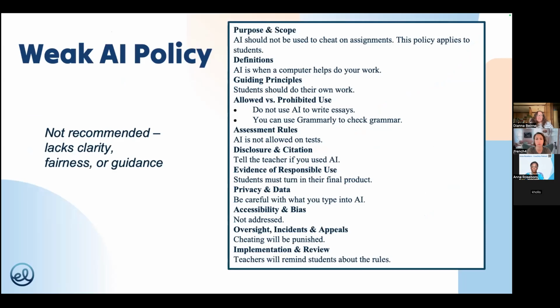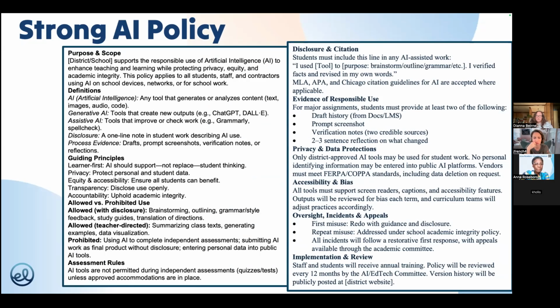Now, this is an example, and you could just kind of take a look at this, and I'll stop talking, but this is an example of what a weak AI policy might look like. If you just want to look through that real quick. And then on the next slide, I'm going to show you an example of what a strong AI policy might look like. Now I'm going to go to the next one. You can kind of see the difference here just in the level of detail.